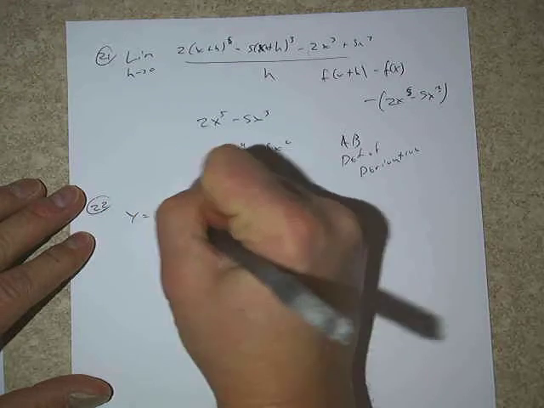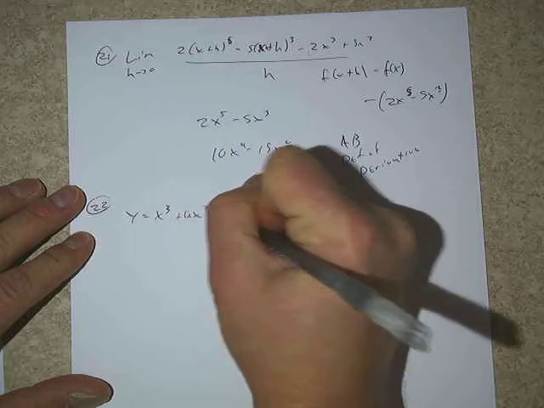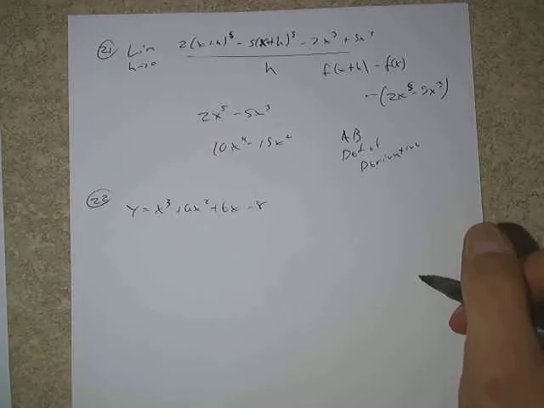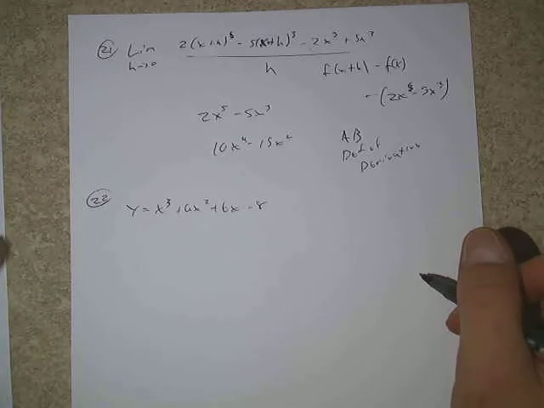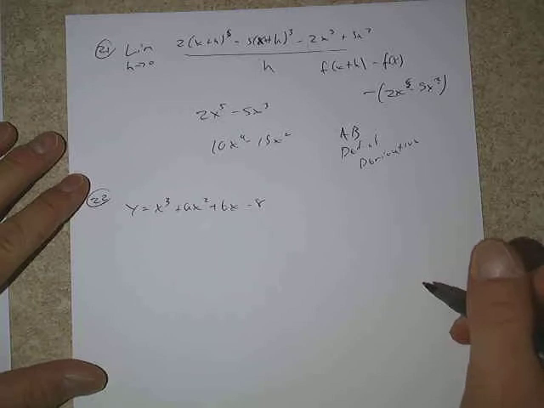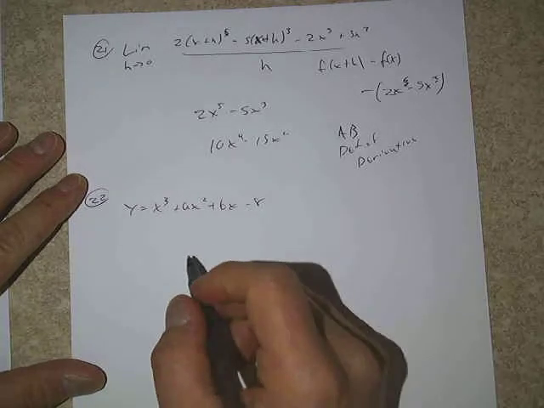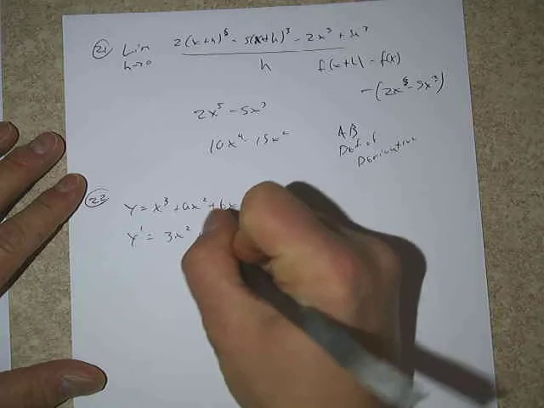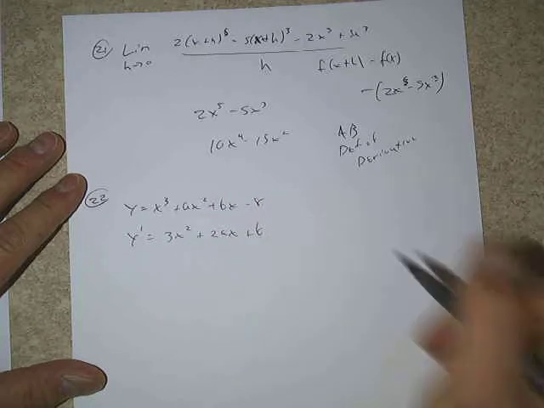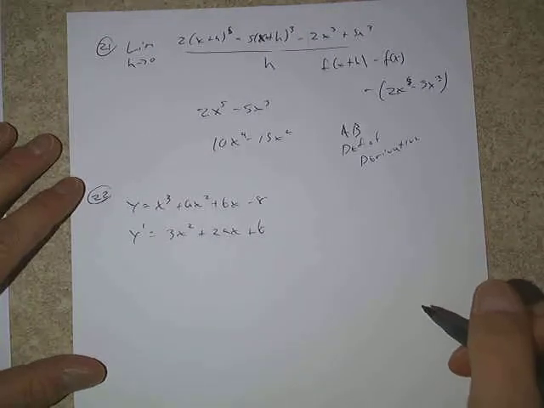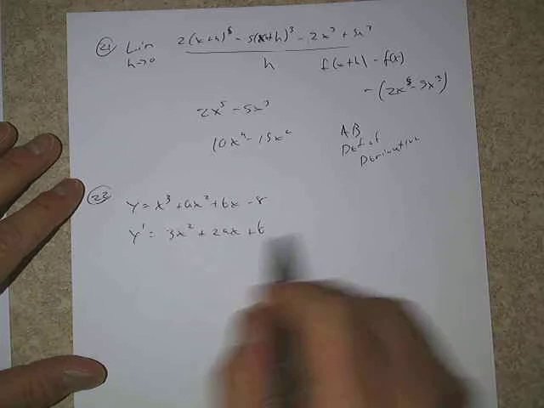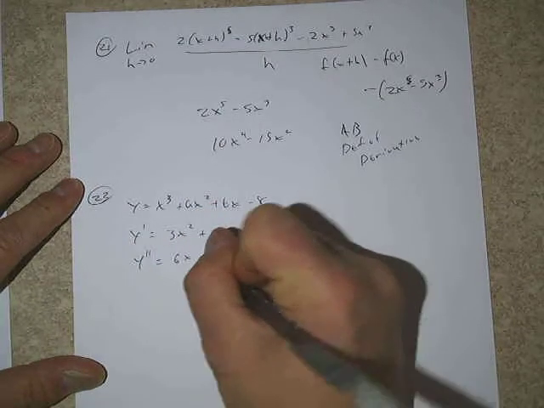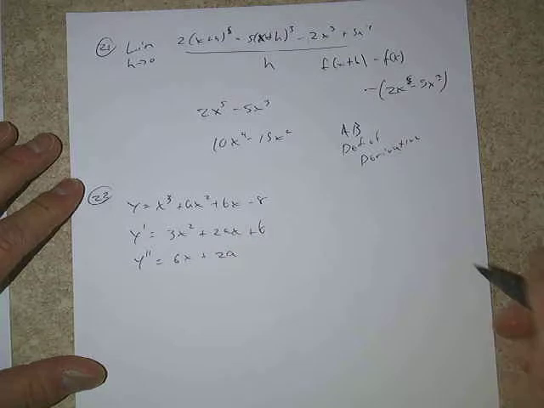x cubed plus ax squared plus bx minus 8. And it says here that we have an inflection point at (2, 0), and the question is what would be the value of b. So if there's an inflection point, we know that we have to do something with the second derivative here, so if we differentiate, and then we differentiate again, we have that.